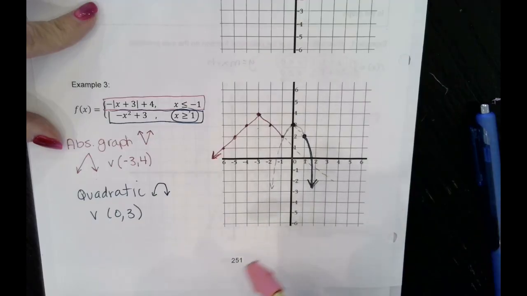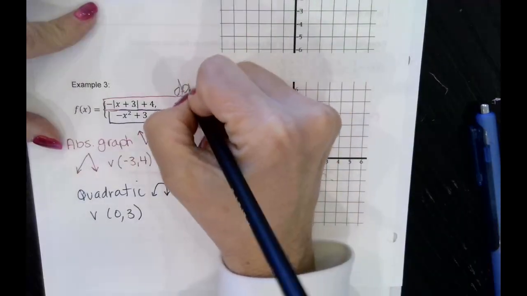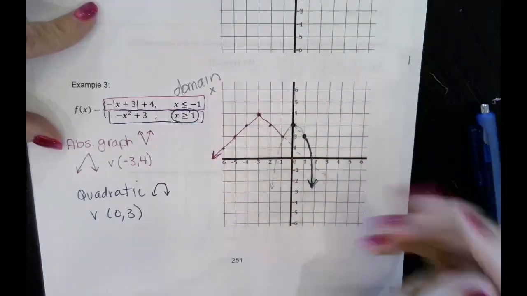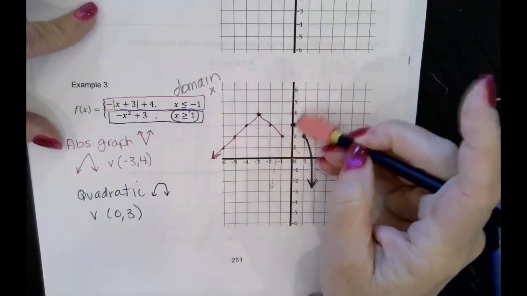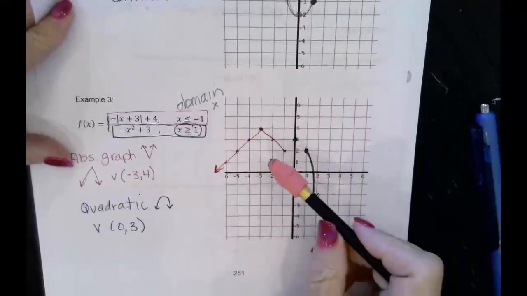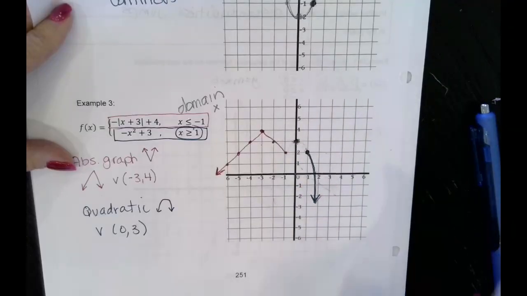We only want the parts of the graph that are in the domain, and that's what this part is. This is the domain right here. And remember, the domain are your x values. So because of that, I don't need any of this other part. All I care about is the pink line and the blue line. And we don't want this dot right here. Okay? All right, let's do another one.